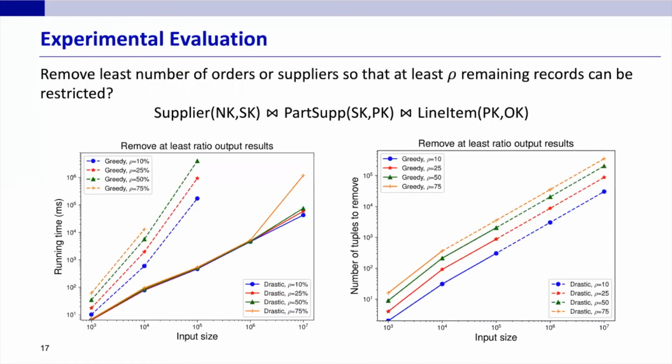As shown in this experiment, drastic greedy is much more efficient than greedy, and on this TPC-H dataset, they find solutions for the ADP with the same quality.